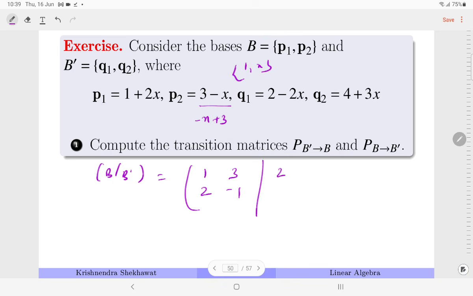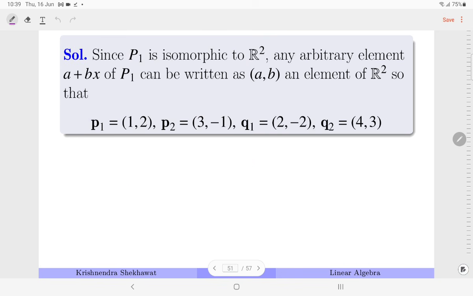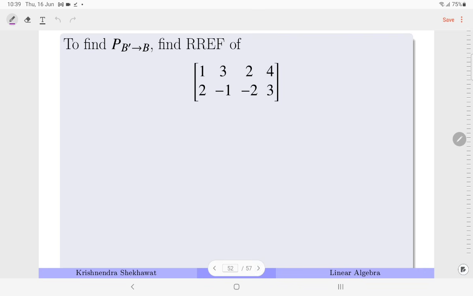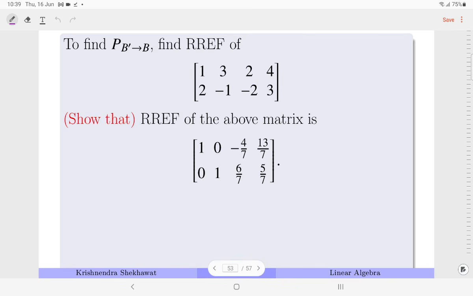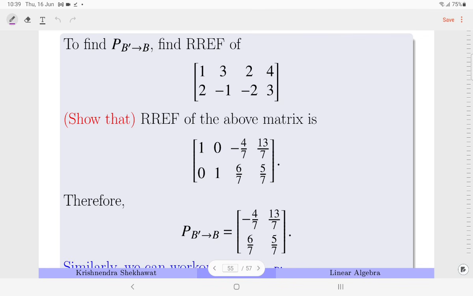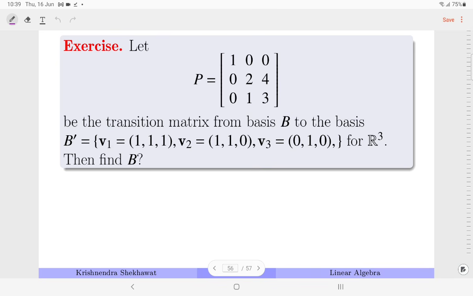And then B dash is 2 minus 2 and 4, 3. Then you compute the RREF, and that gives you the required matrix, which is minus 4 by 7 and so on. So this is my P B dash to B, and similarly I can compute P B to B dash by following this procedure or by taking the inverse of this matrix. Both would work.